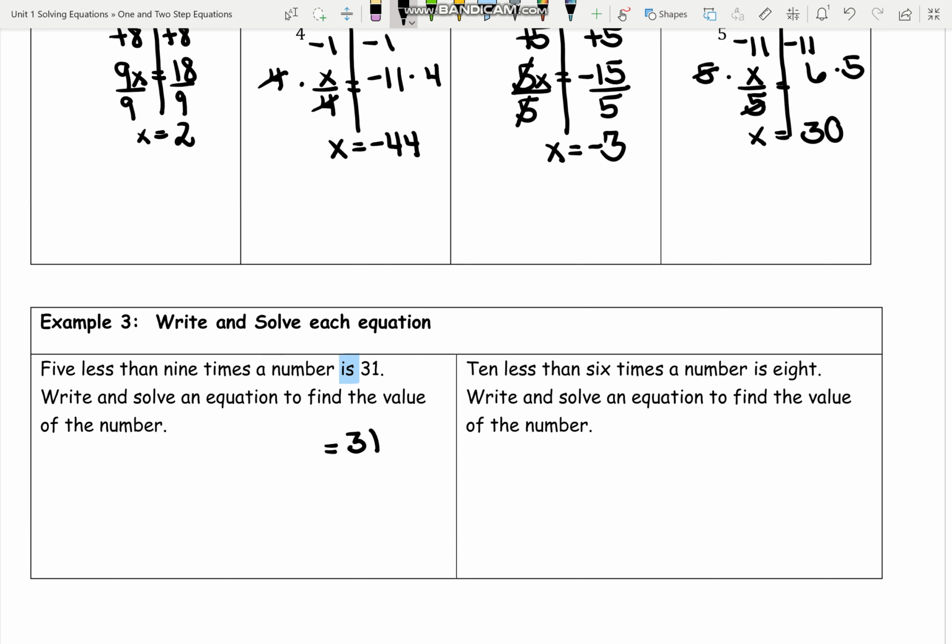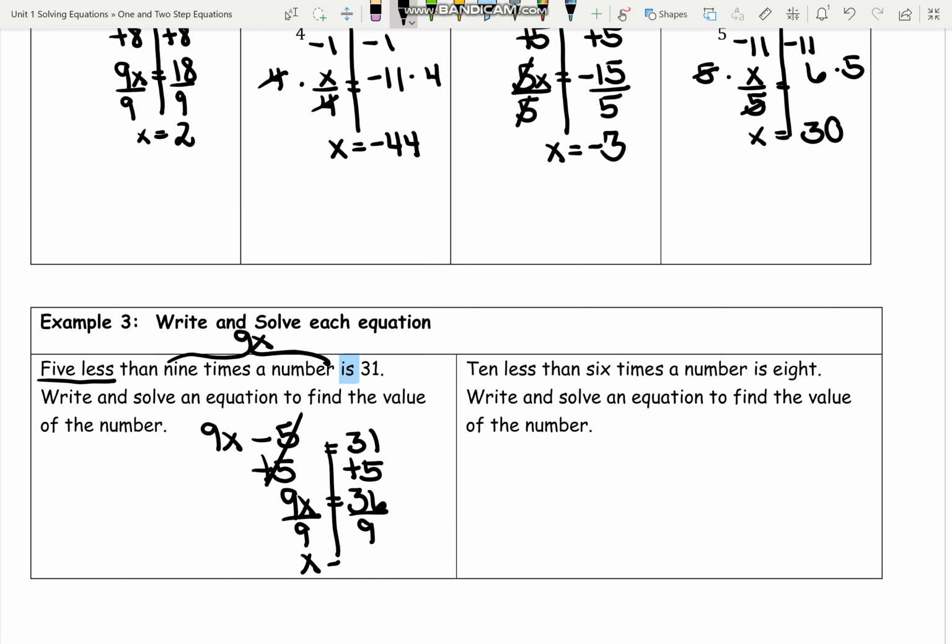And so that's the right side of my equation. So 9 times a number, well, this is the same thing as 9x. And 5 less than this is 9x minus 5. And there you have it. There's our equation. 9x minus 5 equals 31. I can solve this equation by adding 5 to both sides. And I get 9x equals 36. I'm going to divide both sides by 9. And I get x equals 4.